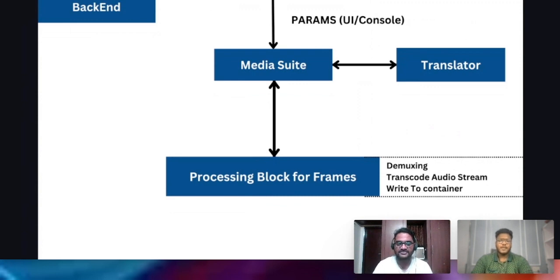Could you please explain in a very short way what this processing block for frames does? I think we have explained this in previous videos, but from a retrospective point of view, yes, please. We will have a file, and that file will contain two streams, an audio stream and a video stream. This process is called demuxing, and after demuxing we will just pick the audio stream, and then we will decode that audio stream first.